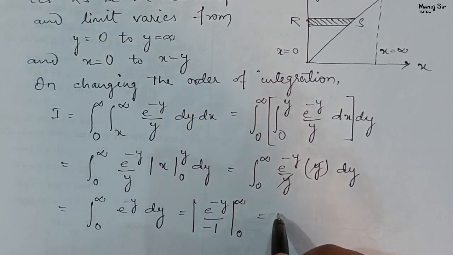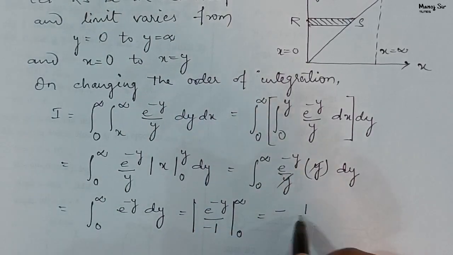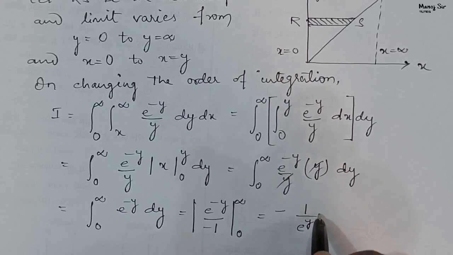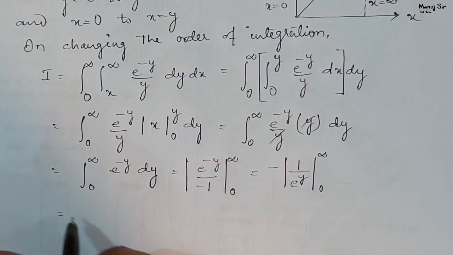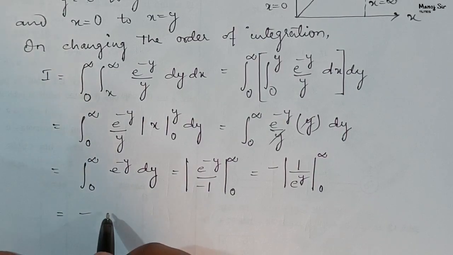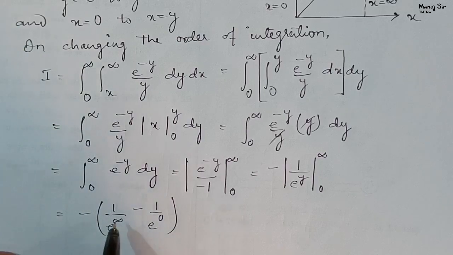Now how to solve this? We will take this negative part, okay, and we will write this as 1 upon e to the power y. Limit goes from 0 to infinity. Now putting the limits, that is minus of 1 upon e to the power infinity minus 1 upon e to the power lower limit, that is 0. Now here we have 1 upon e to the power infinity. What is e to the power infinity? That is infinity. And 1 upon infinity is 0.